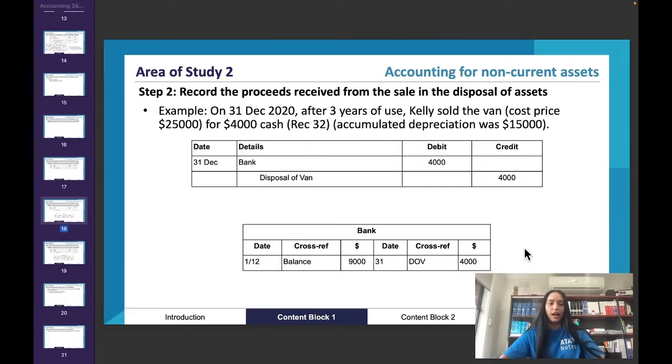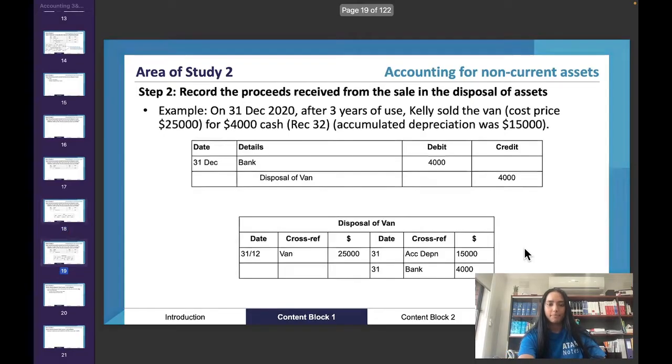And then this is what our bank ledger account looks like after this transaction. So we have an opening balance, and the opening balance could be whatever. It could be a debit opening balance, a credit opening balance, it doesn't really matter. And then we debit bank $4,000. And then this is the disposal of van account. So we can see on the credit side, there's that entry and the cross-reference to bank of $4,000.